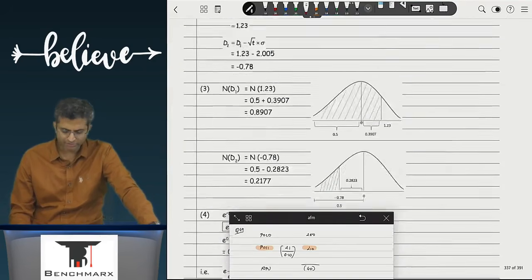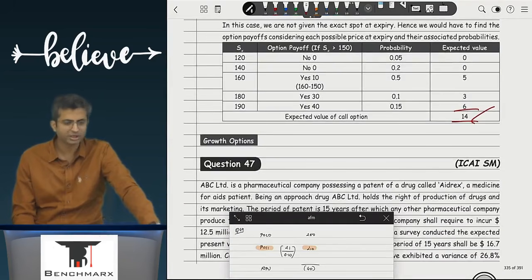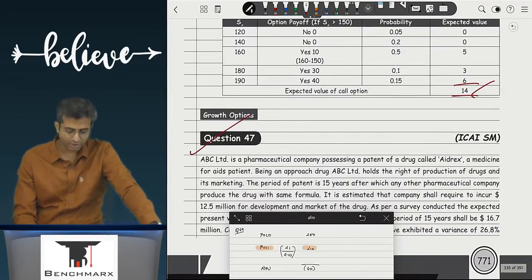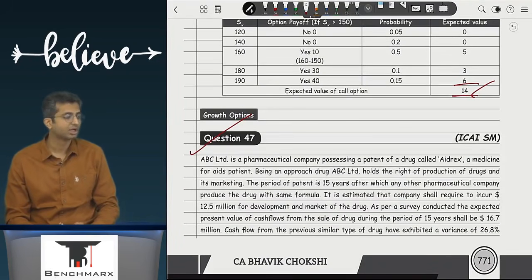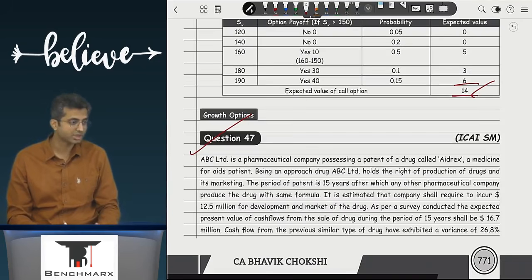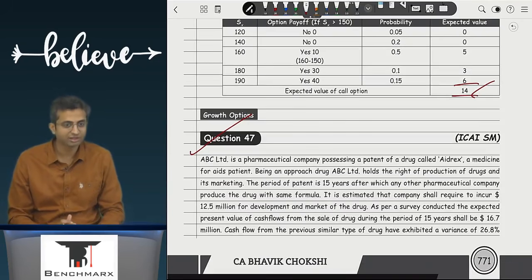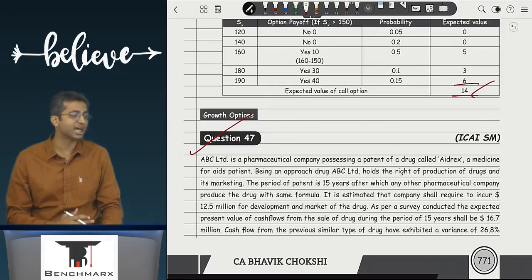Okay, this is question 49. Have a broad understanding and proceed. And the last question over here is question 47. Now in question 47, in real options, they have used Black and Scholes. In Black and Scholes, we did not know it anyway. Now there is one more challenge that they've added.